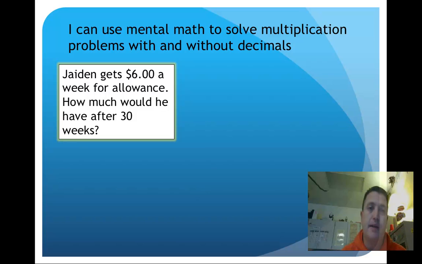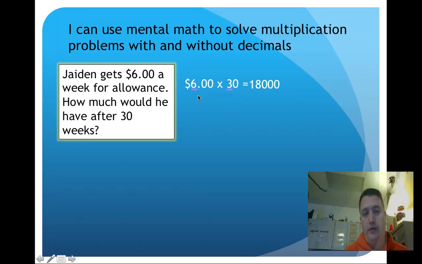Okay, now let's take a look at this problem here. Jaden gets $6 a week for allowance. How much would he have after 30 weeks? Well, we're multiplying by a multiple of 10 here. So when we look at $6 times 30, we can look at 6 times 3 for a root of 18, and then I've got 1 zero here that I'm going to add to the end.